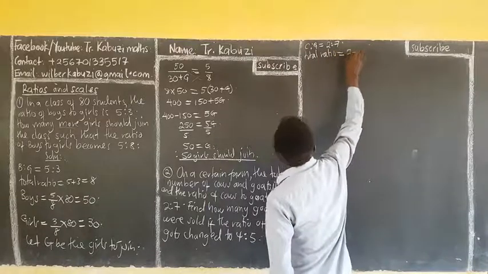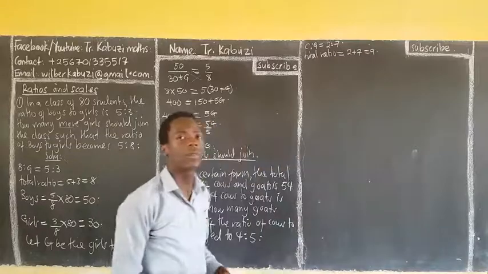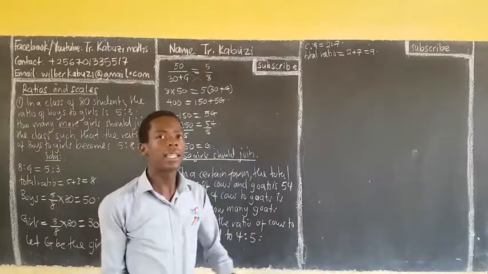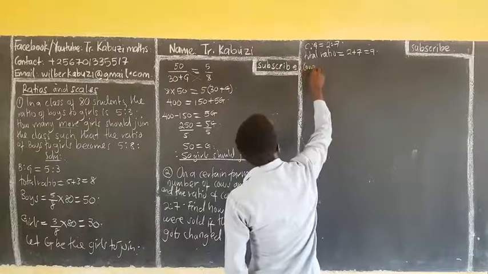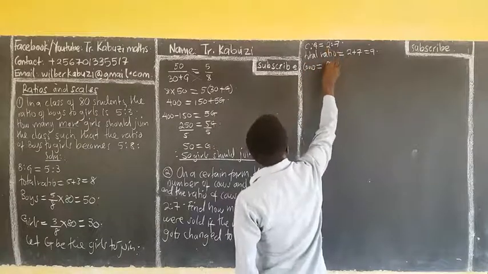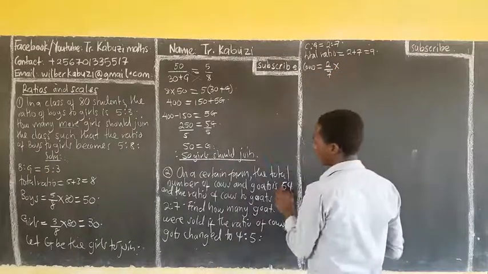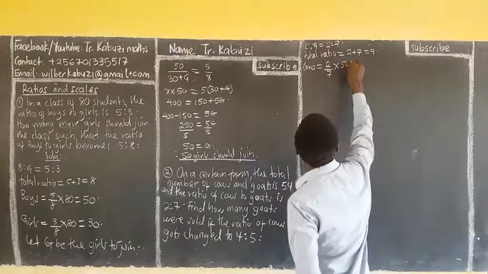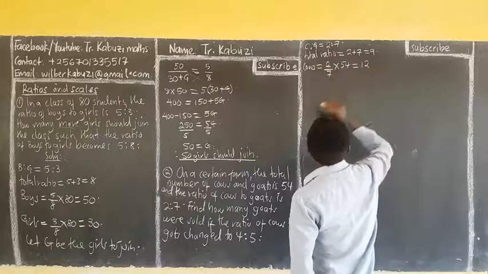Total ratio is going to be 2 plus 7, which is 9. So I need to know how many cows were on that farm before they sold off some. So now cows is going to be, the cows are taking the ratio of 2 over 9 times the total. Now the total is 54. This 9 goes here 6 times, 6 times 2 is 12.